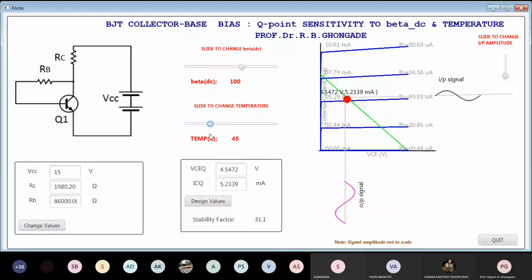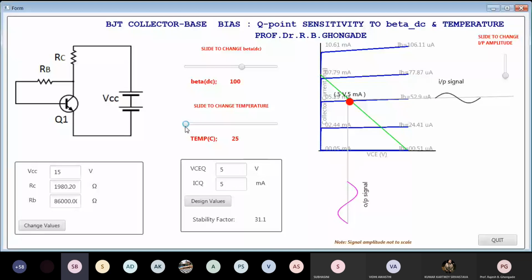Do you see these values changing? All right. Look at the stability factor. It is 31.1, which is not good, but it is better than fixed current bias. You see the effect, all of you? Yes, sir. Okay, very good. So that was the collector to base bias.